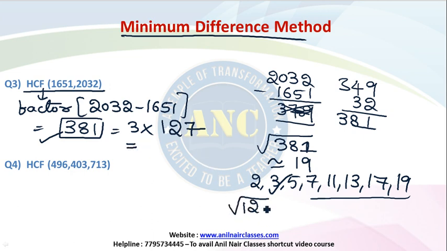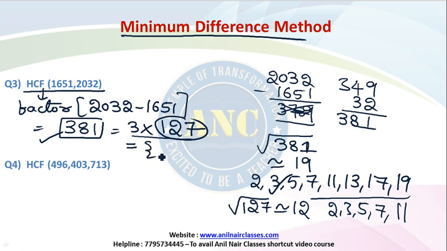Square root of 127 is closer to 12. What are the set of prime numbers? 2, 3, 5, 7, 11. 2 it is not divisible, 3 it is not divisible, 5 it is not divisible, 7 it is not divisible, 11 it is not divisible. So 127 is a prime number. So answer should be in the factor of 1, 3, 127, 381.